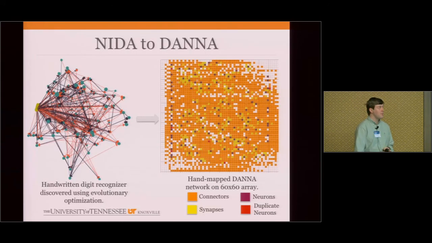We are currently working on a mapping from NIDA to DANA. The NIDA network shown on the left side of the slide is the network trained using evolutionary optimization to be a handwritten digit recognizer. And the DANA network shown on the right is a hand-mapped conversion. There are several issues to overcome when creating this mapping, but the foremost is maintaining the same connectivity. The orange elements in the network on the right show the majority of the network is made up of connector elements to facilitate the connectivity between neurons. We may also use a similar evolutionary optimization method to come up with DANA networks directly, rather than relying on a mapping from NIDA to DANA.